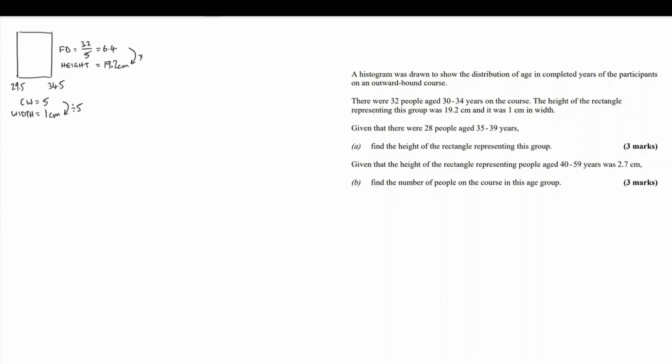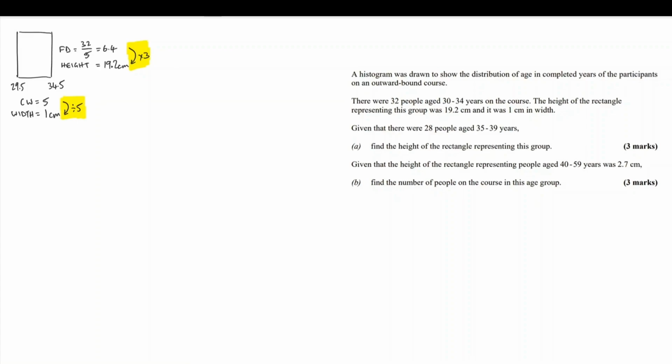The frequency density. To find frequency density, we'll take the frequency of 32 people and divide by the class width. That gets us 6.4. But the drawn height that we were told is 19.2. To get from 6.4 to 19.2, the scale factor is to multiply by 3. These two scale factors are going to be important. We're going to continue to use them for the rest of the question.